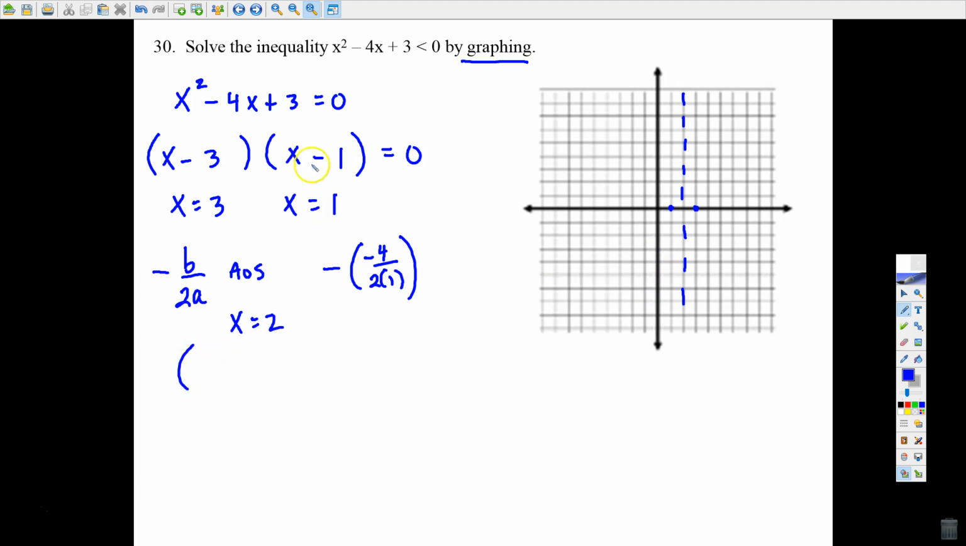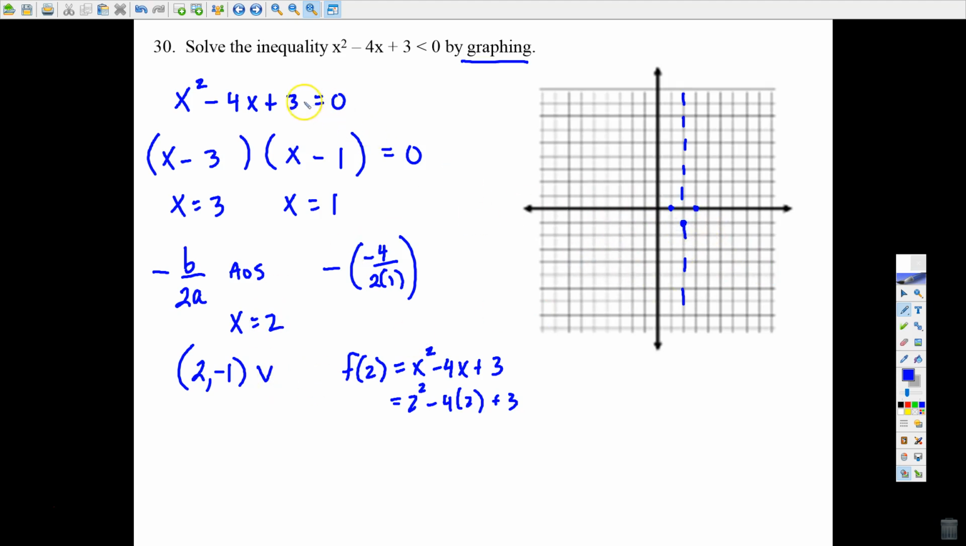And the vertex I will find by plugging 2 back into this function, just treating it as though it said f of 2 equals x squared minus 4x plus 3. And that's 2 squared minus 4 times 2 plus 3. 4 minus 8 is -4, plus 3 is -1. So the vertex is (2, -1).